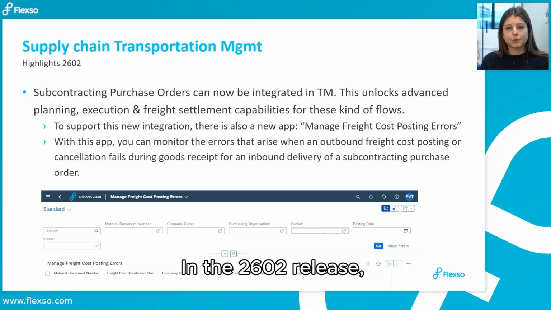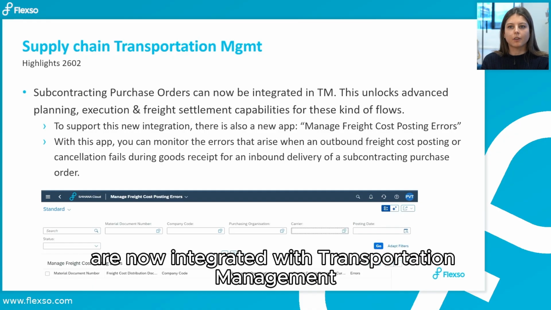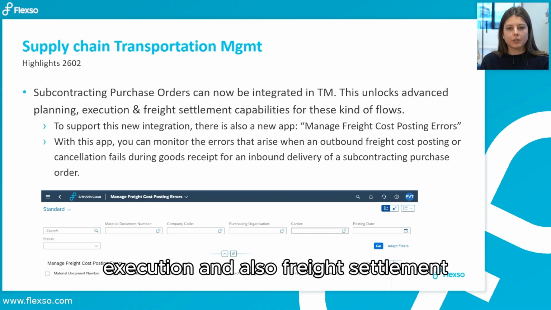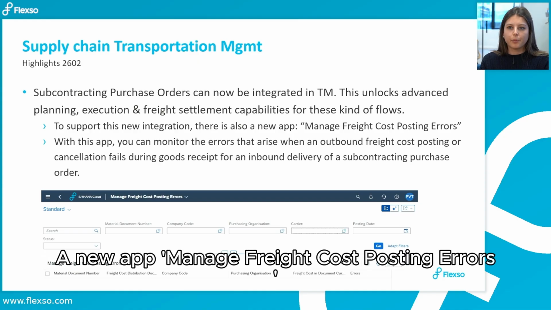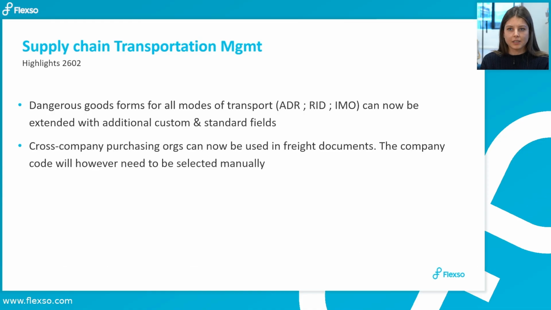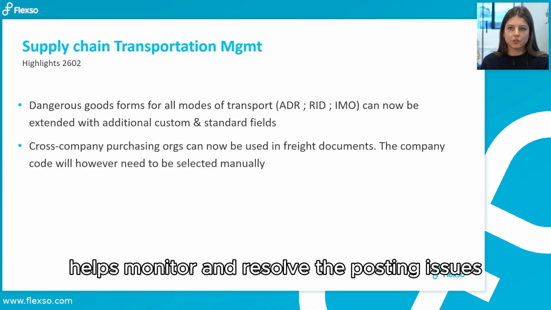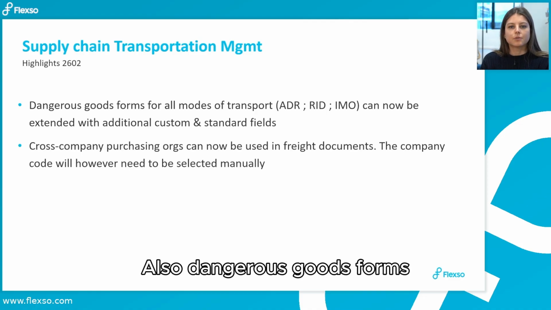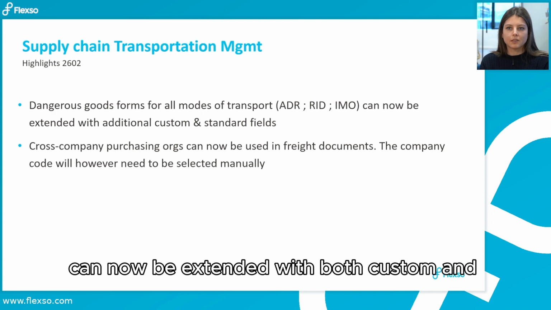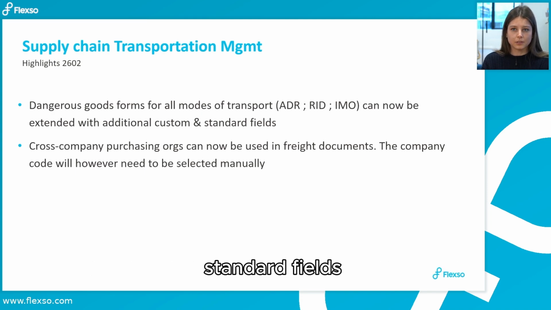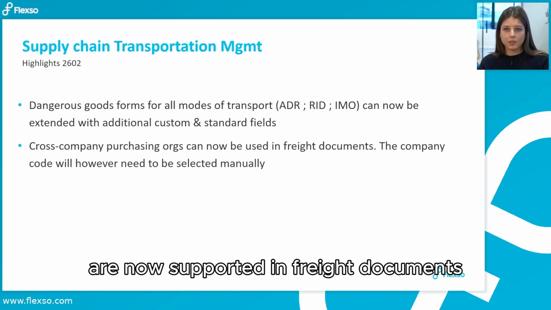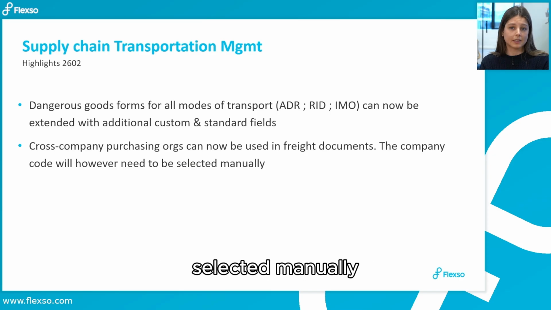In the 2602 release, subcontracting purchase orders are now integrated with transportation management. This enables advanced planning, execution, and also freight settlement. A new app, Manage Freight Costs Posting Errors, helps monitor and resolve the posting issues during the goods receipt for subcontracting deliveries. Also, dangerous goods forms for all transport modes can now be extended with both custom and standard fields. And finally, cross-company purchasing organizations are now supported in freight documents with the company code still selected manually.